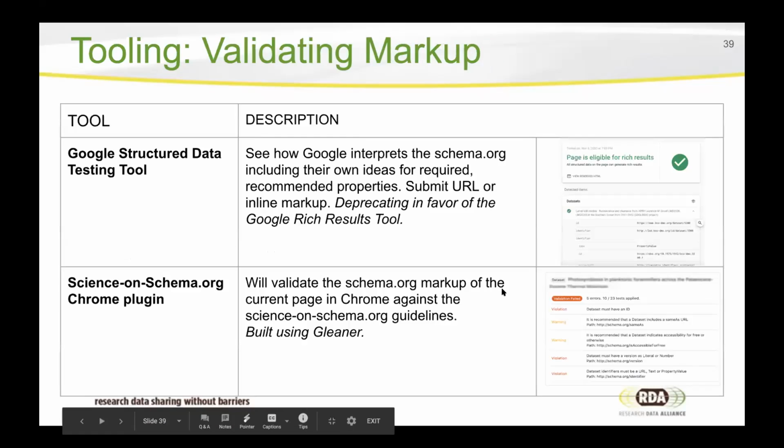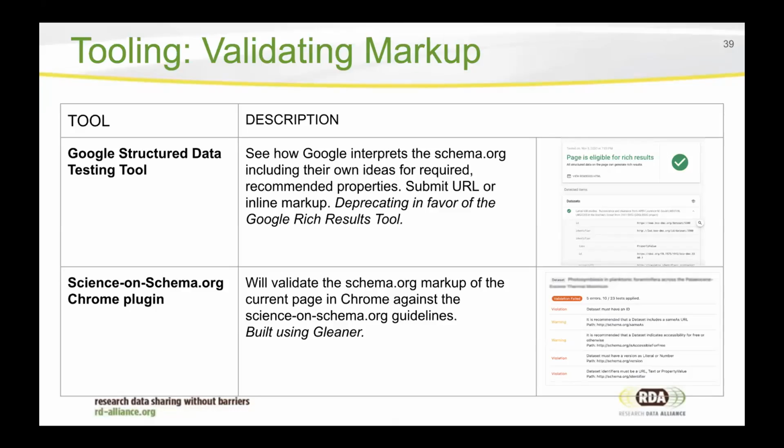All right. On the validation side, we have two tools. Obviously, the Google Structured Data Testing tool, which, if you followed the recent news in that space, Google is deprecating in favor of the Google Rich Results tool. And so on the right-hand side, just have a quick picture of what the Rich Results tool looks like if you enter in a URL.